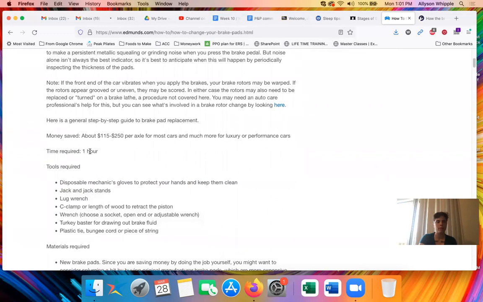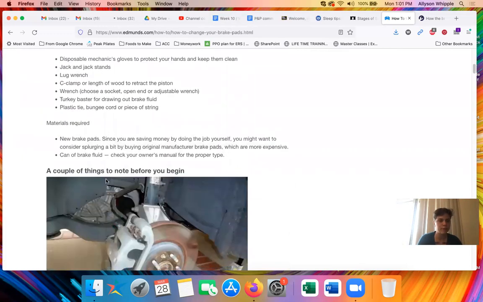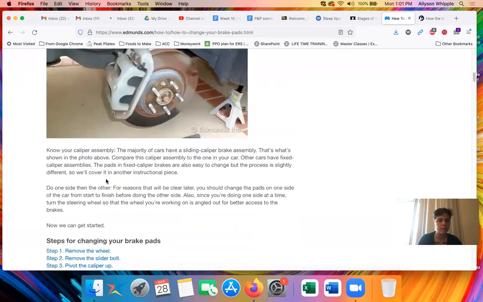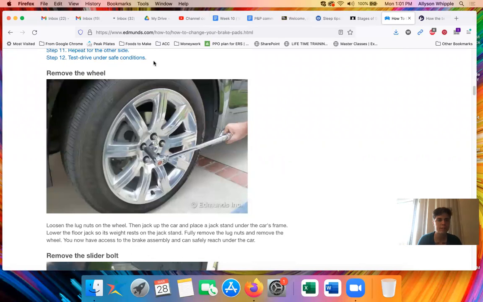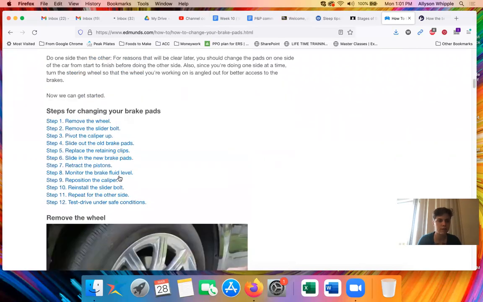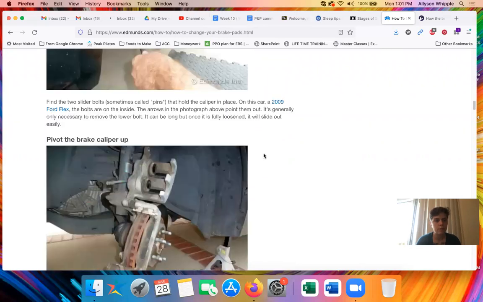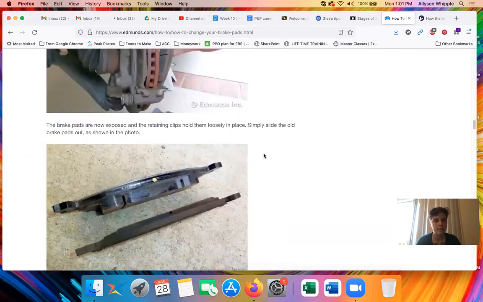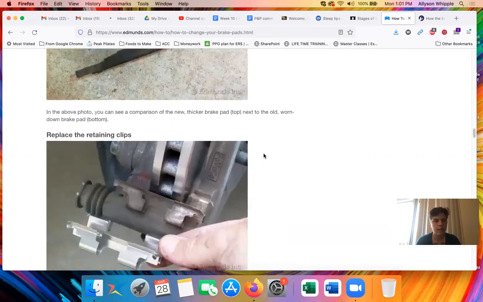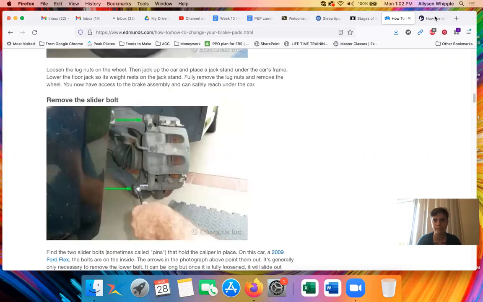Time required, 1 hour. I would say more if it's your first time. Tools required, materials required. Some notes before you begin, and then it walks you through the steps. It actually has all the steps linked in case you just need a specific one. Remove the wheel, remove the slider bolt, pivot the brake caliper up, slide out the old brake pads, place the retaining clips, etc., etc. So it's methodical.